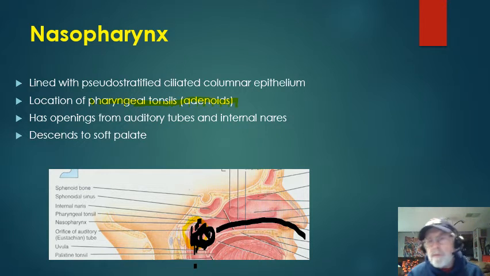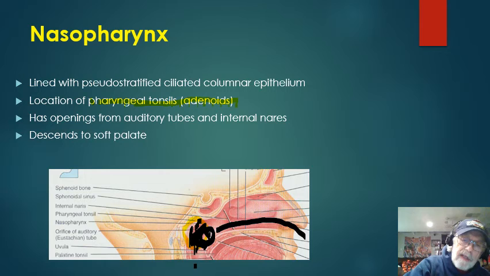That's why people sometimes have a tonsillectomy. They remove the tonsils in the throat as well as an adenoidectomy, and they take the adenoids out to allow them to be able to breathe better.